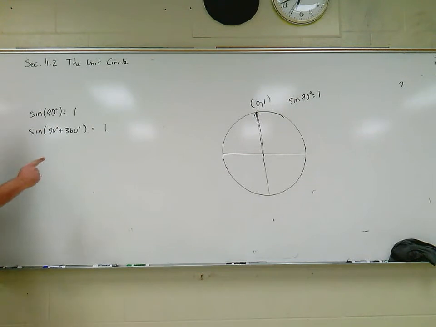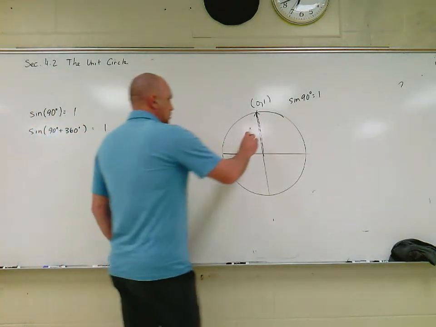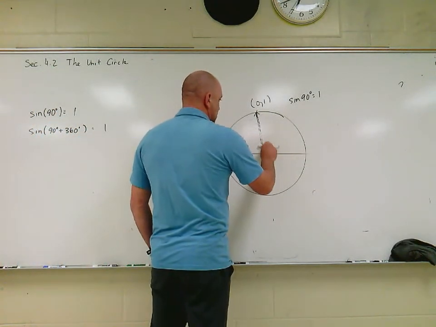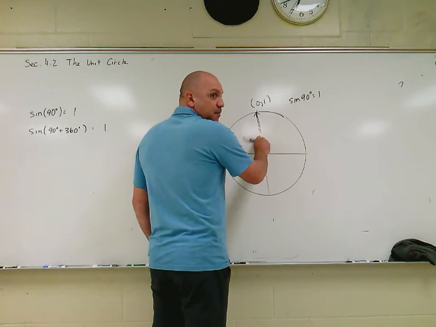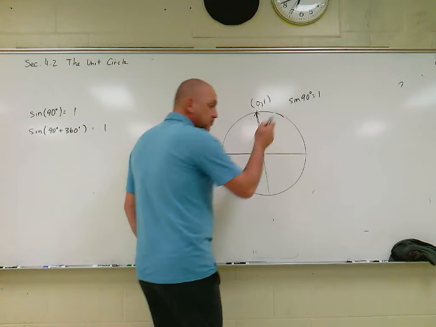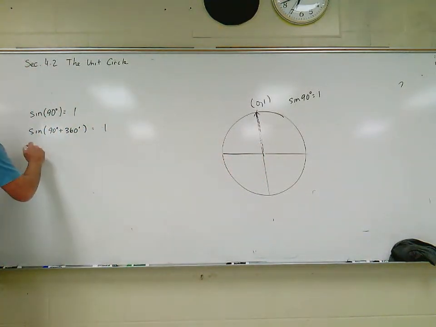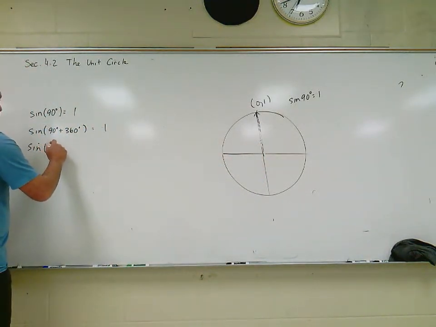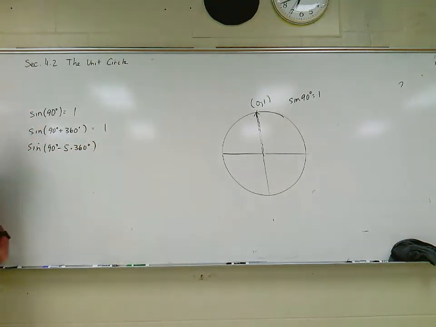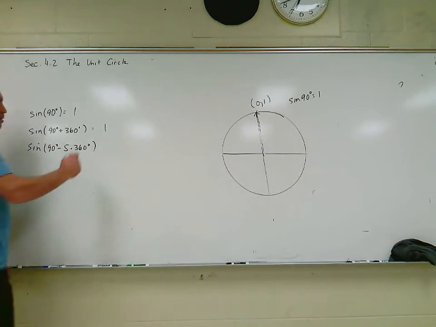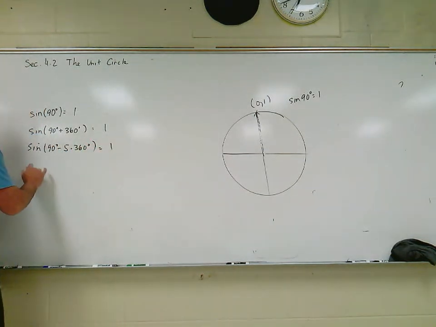All right. What if I went 5 revolutions clockwise from here? I'm subtracting 360 how many times? 5. So if I did sine of 90 minus 5 times 360, type that in. What do we get? We'll still get 1. Okay. All right, let's try another angle that we know.